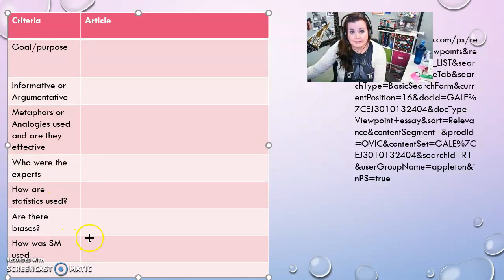How was the scientific method used? So good science is going to follow the scientific method, so you need to know how the science that is being presented in the article, how is that gathered? How is that used? And is that reflected in the article?